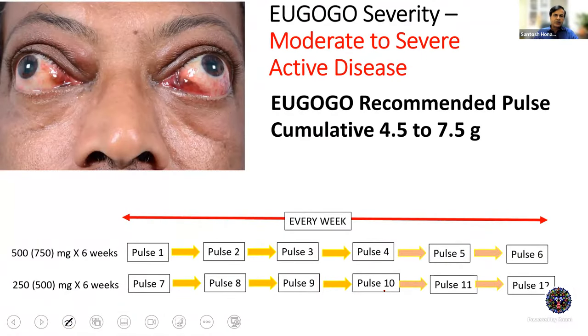Let's look at that more critically. This is the EUGOGO recommended protocol, where it is given every week for 6 weeks. Either 500 milligram or 250 milligram every week for 6 weeks. Initially, you give pulse 1 to 6, 500 to 750 milligram for 6 weeks. Then from pulse 7 to 12, you reduce it to 250 or 500 milligram. If you're given 750, you come back to 500. If you're given 500, you reduce it to 250. So total cumulative dose may be about 4.5 to 7 plus grams.